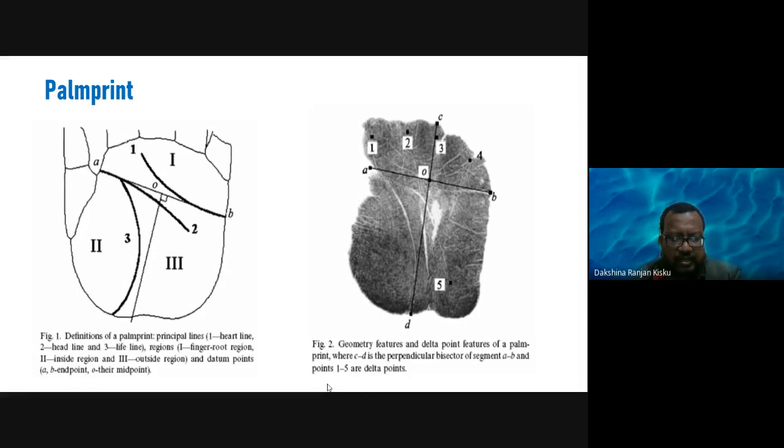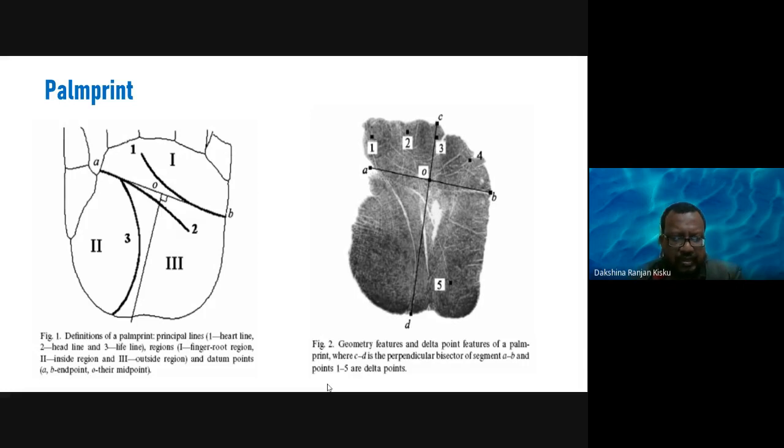Okay, and we can have three different regions: region I, the first region, is called the finger root. The finger root can be seen on the upper part of the palm image. So the above region of the palm image is known as the finger root region. Why is it called the finger root region? Because this region is connected with most of the fingers. Therefore, this is called the finger root region.